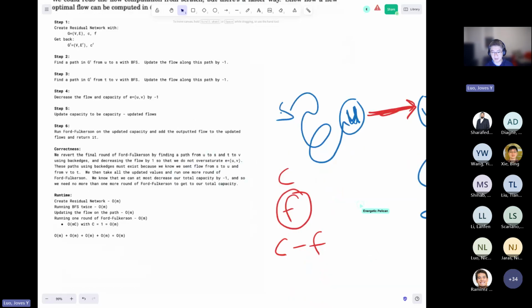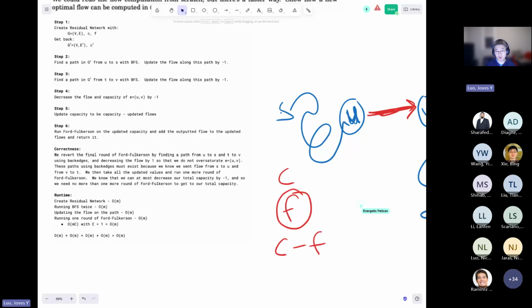That's why I can just tell it to start with 0 flow, start with this restricted or updated capacity, and I know you can only run one round, because at most I've only decreased your maximum flow by 1 unit. Therefore, your maximum capacity of the entire max flow is 1. Can you find a path?